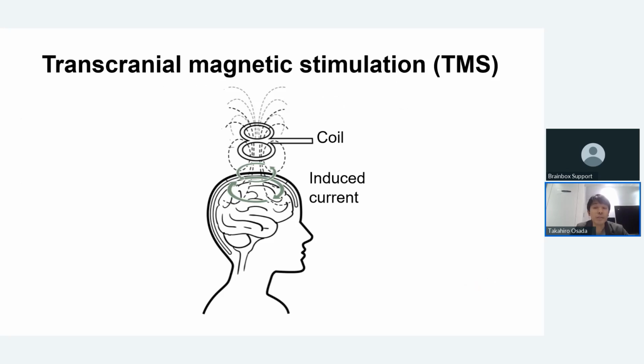TMS is widely used as a non-invasive stimulation technique. In this method, a coil is placed on the scalp, and the magnetic field generated induces an electric current in the brain. This is a powerful tool for intervention. However, it has a limitation. Its effects are primarily confined to the brain surface, as the magnetic field cannot easily reach deep brain regions. Similar challenges in stimulating deep brain structures are also encountered with TES.